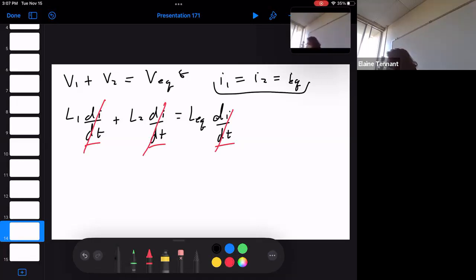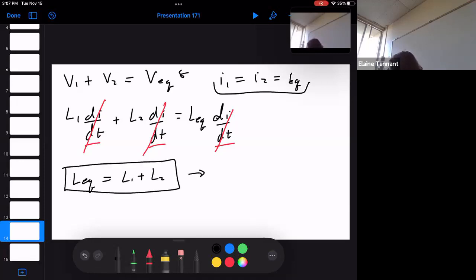And we can end up with a very, very solid equivalent. Inductance is just adding up the inductors. So this is inductors in series. Sound okay?